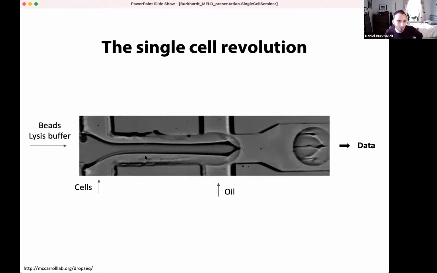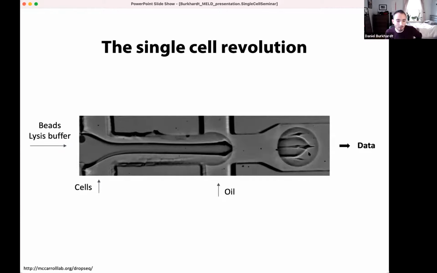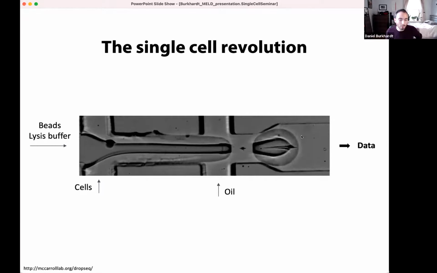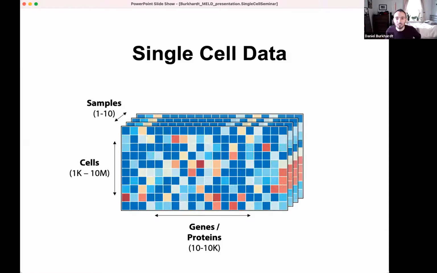resolution. And I always sort of like to start talks looking at this image. If you haven't seen this, this is a bead and an individual cell coming up from the bottom, getting captured in a microfluidic droplet that we can then use to generate single cell libraries of RNA. And the result of these kinds of experiments are really large data sets where we have some set of genes or proteins, anywhere from dozens to tens of thousands of features. We have anywhere from thousands to sometimes millions of observations. And then we also are starting to collect data from multiple kinds of samples.